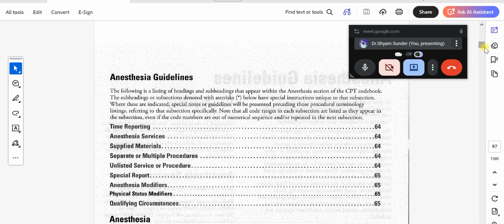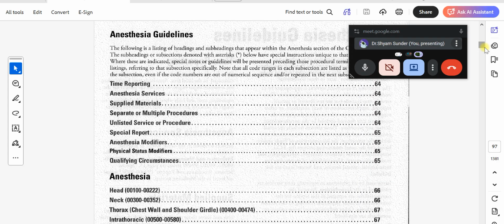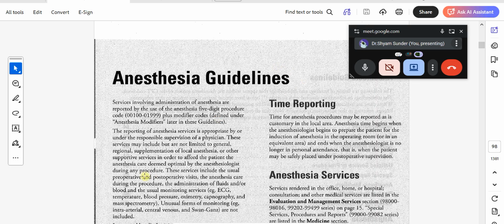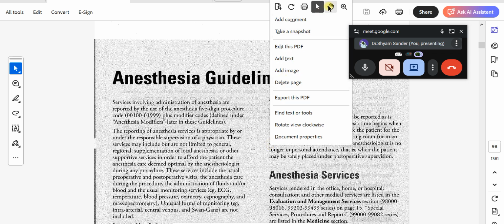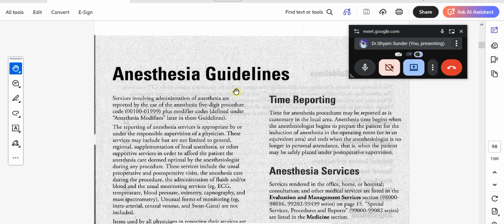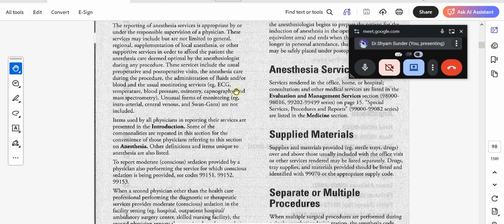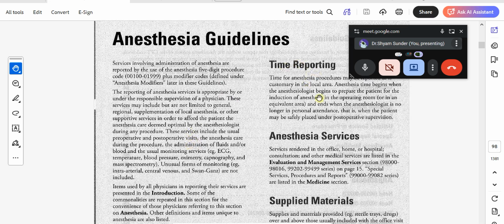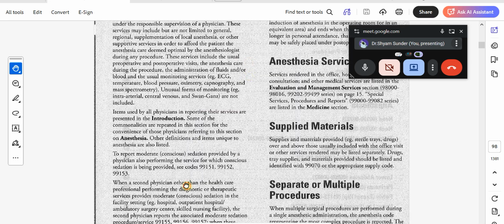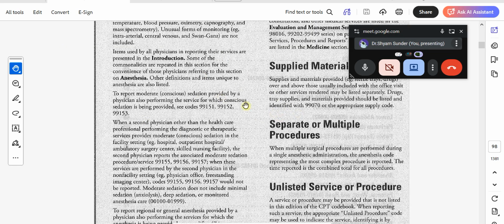So this is your anesthesia guidelines from here. So we are taking all these points from this page. What is included in the anesthesia services? This is a paragraph. Anesthesia time. So you have to go through these pages without missing, right?